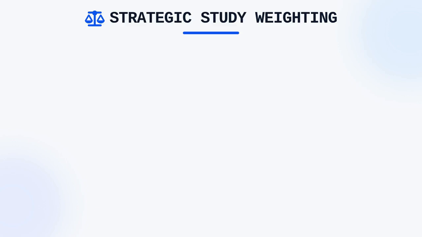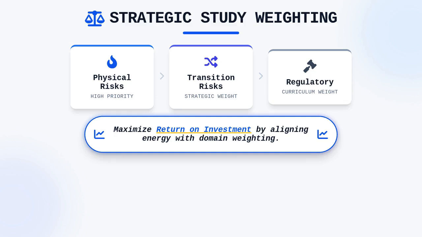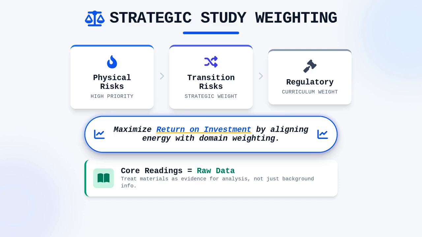Weighting is a crucial factor in your study strategy, as the exam is divided into distinct domains that carry different levels of emphasis. Physical risks, transition risks, and regulatory developments are prioritized differently by the GARP curriculum developers. Understanding these weightings allows you to allocate your energy toward the topics that yield the highest return on investment. I strongly encourage you to treat the core readings not as background information, but as the raw data you will analyze during the exam. Success requires a disciplined cadence of reading, reflecting, and applying these frameworks to hypothetical balance sheets and institutional policies.